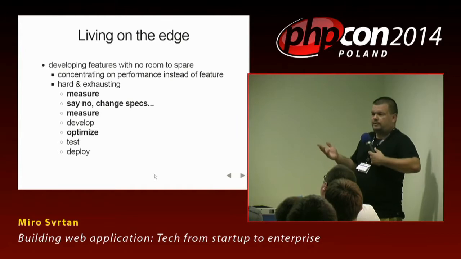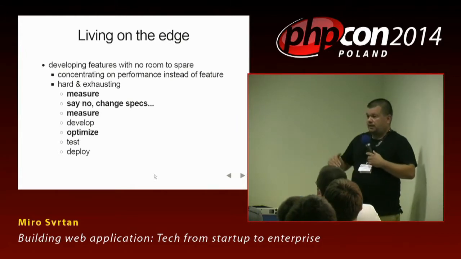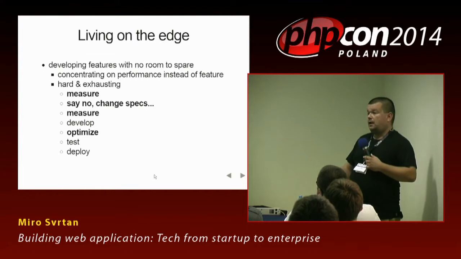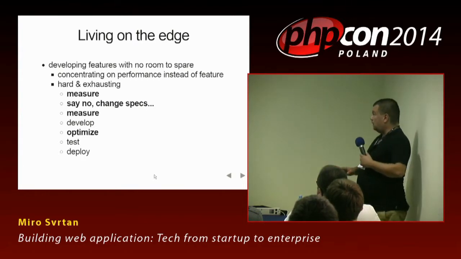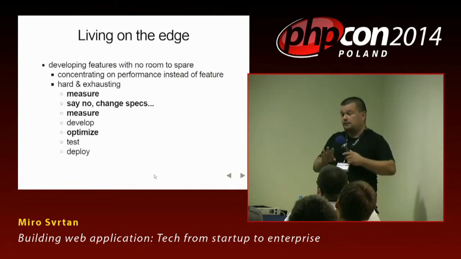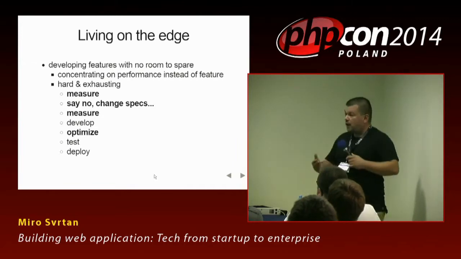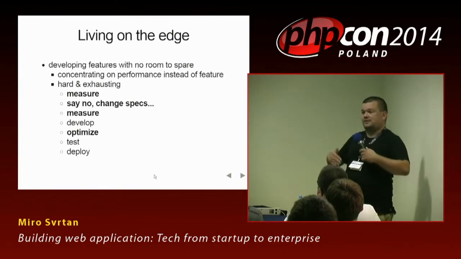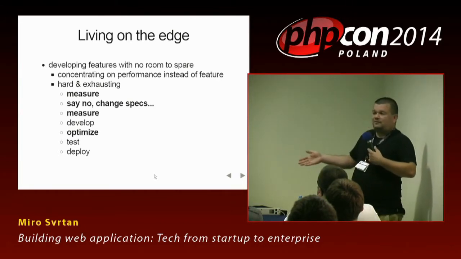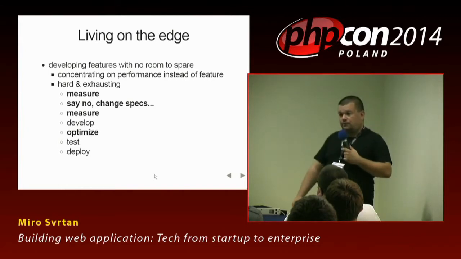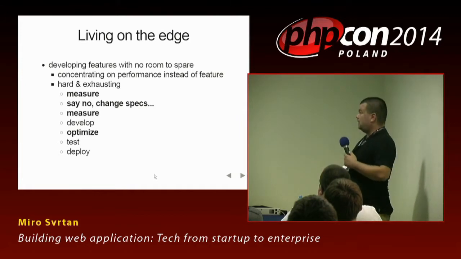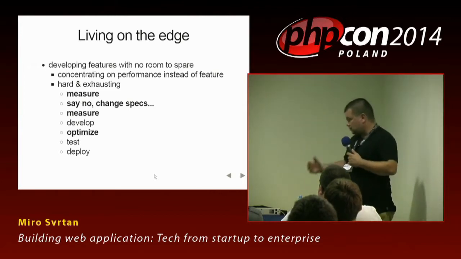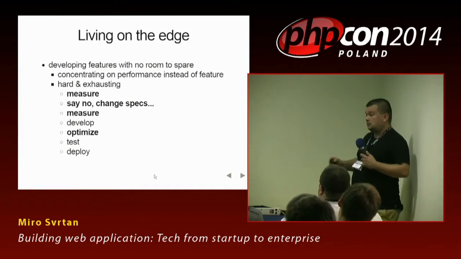Then okay, they order a server, but we don't need it. So you have changed specs, and you have to concentrate on performance instead of the feature. And I know the developers don't like to be spoken to about things like features and costs and benefits. But you have to put yourself in the client's shoes because you are actually earning some money from the success of that feature, because if the company dies, you need a new job, new client, somebody like that. So you have to measure, develop, then optimize, then test, deploy, and everything else. And it's really frustrating. At least it was really frustrating for us.